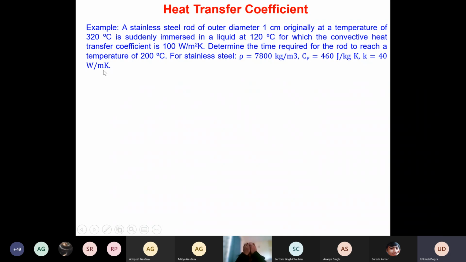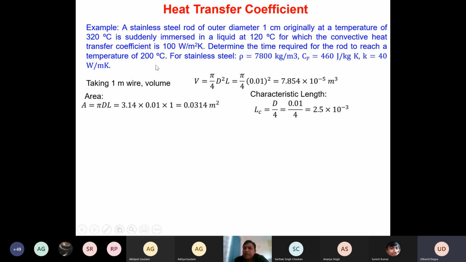Okay, so this is again an unsteady state heat transfer, but we will see, can we simplify this using the lumped capacity assumption or not? In this case, for simplicity, let us assume that the length of the wire is 1 meter. So calculate the volume. Volume will be pi by 4 D square L, isn't it? L we already know is 1, D is given as 1 centimeter, so we can find the volume. Similarly, area will be pi D L, because the heat transfer is going to take place over this entire area, isn't it? So pi D L will be 3.14 into D, 0.01, into 1 meter length. So we have obtained this.